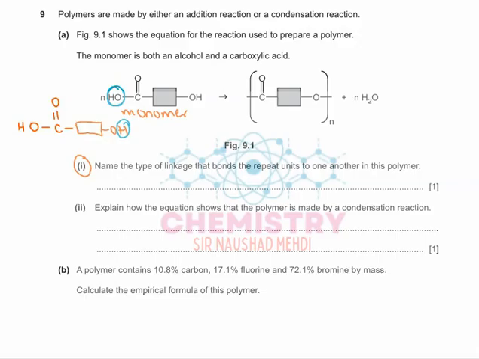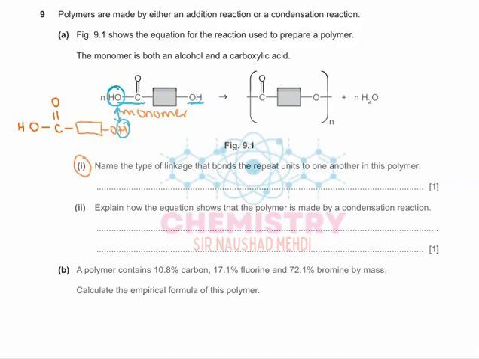There are two groups in the monomer. One is the carboxylic group and one is the alcoholic group. So from the first monomer you have to remove the OH from the carboxylic group, and from the second monomer you have to remove the hydrogen from the alcoholic group, which is the OH. So remove this hydrogen and OH.